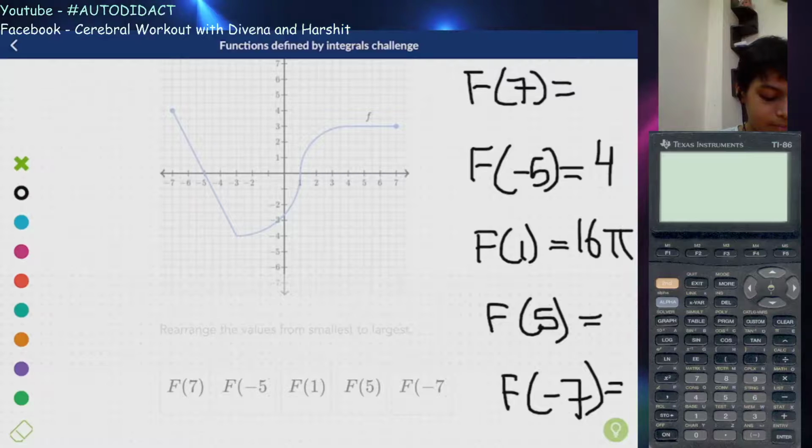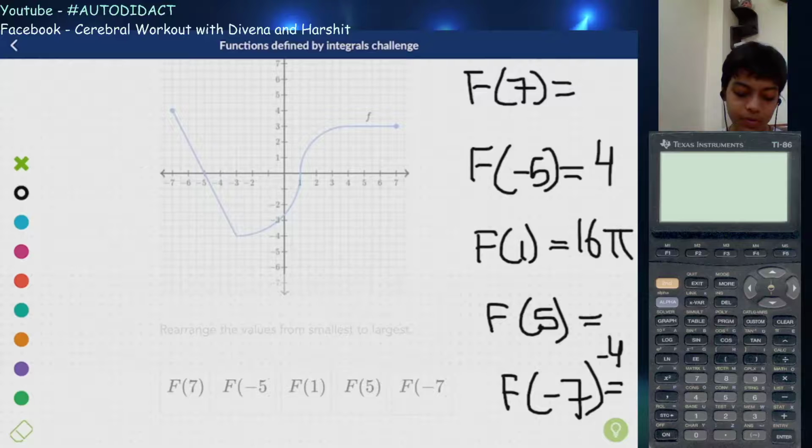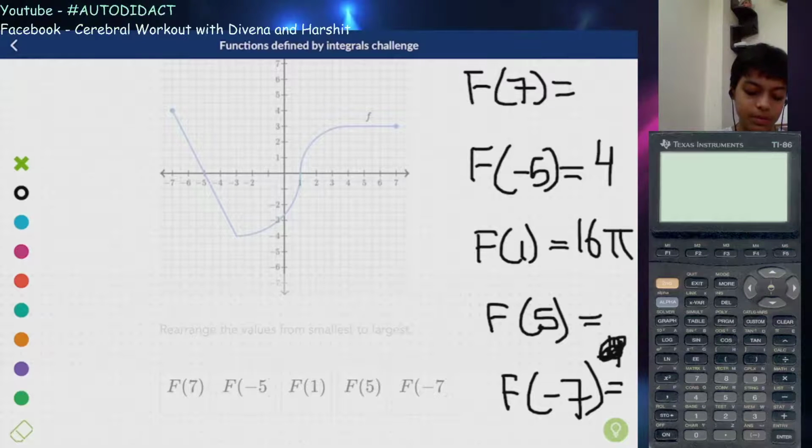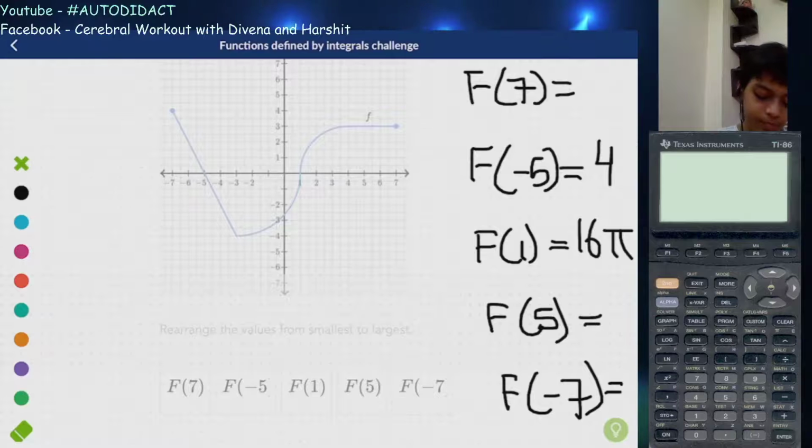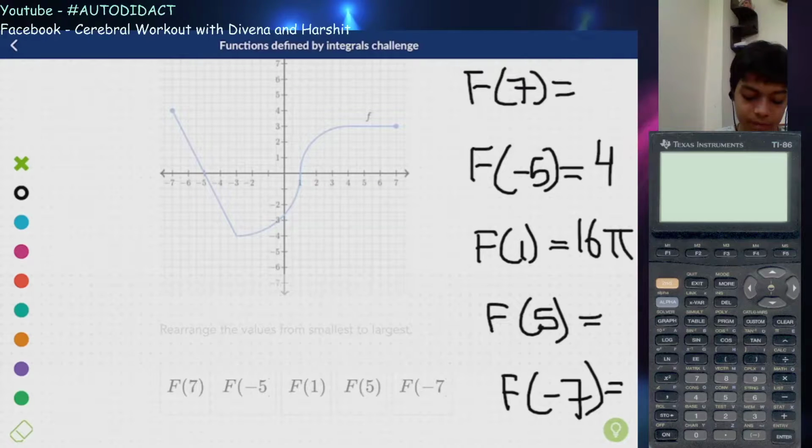its area is going to be equal to, as we found out earlier, 4, and this positive area is just going to be equal to base 2 and height 4. So this will just be equal to negative 4. Area is equal to negative 4. F of negative 7 is equal to negative 4.